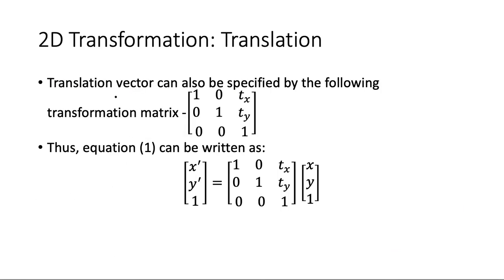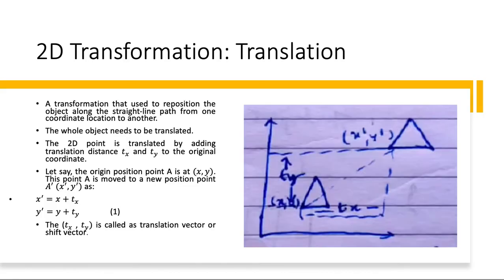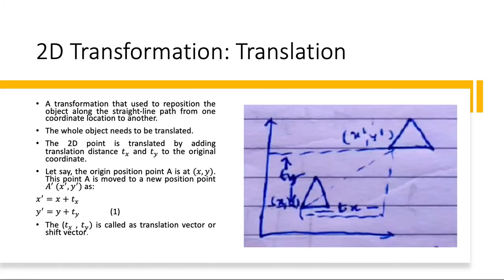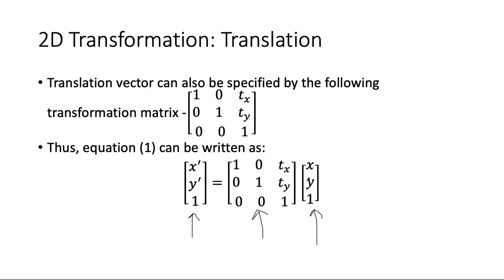Alright, so the translation vector can also be written in a transformation matrix. Hence, equation 1 here can be rewritten in transformation matrix form as this one. So basically, this is our new position. This is what we call our translation vector or transformation vector, and it will be multiplied with the old coordinate here.